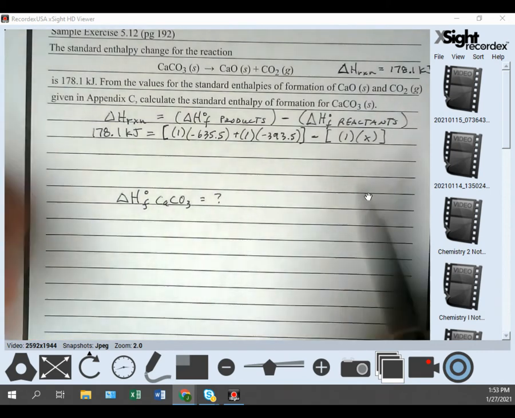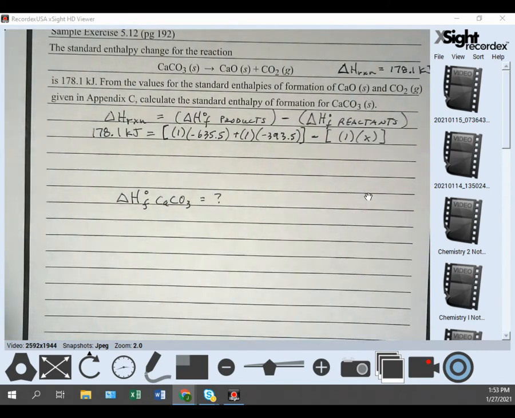So if you solve for x, that's the delta H of formation for that. I'll finish this up and this will go on online as well. Okay? Questions? All right, I know there's a lot to it. Let me stop this real quick.